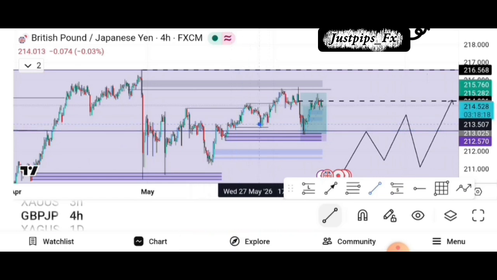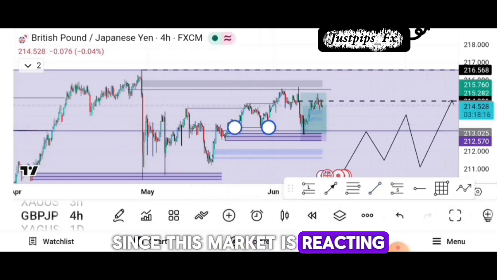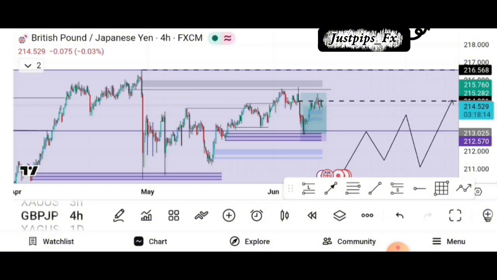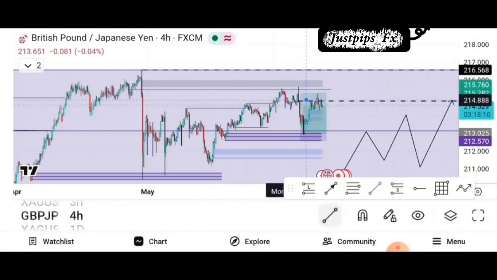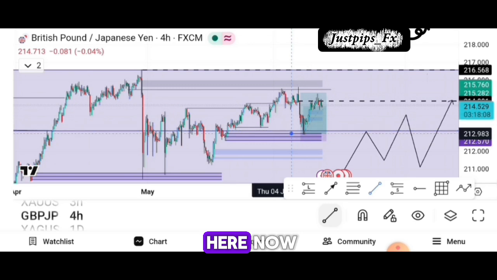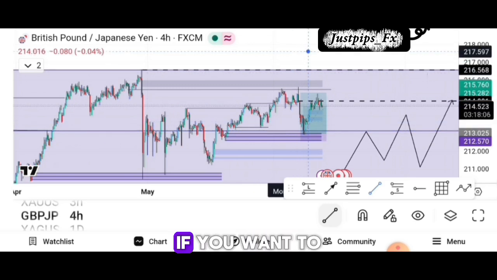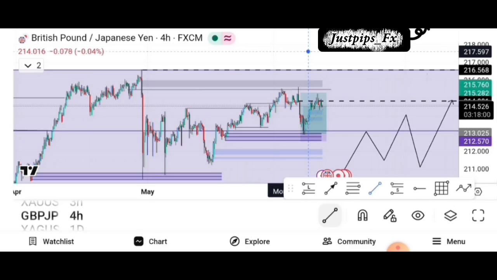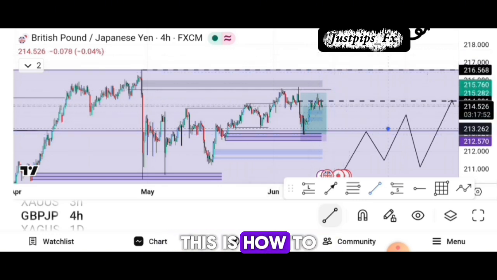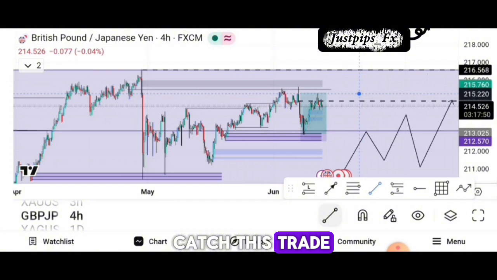Furthermore, since this market is reacting at an FVG, this FVG here is reacting as the FVG here. Now if you want to know where to buy from, let's leave it this way. Let me not further confuse you guys. So yes guys, this is how to catch this trade.